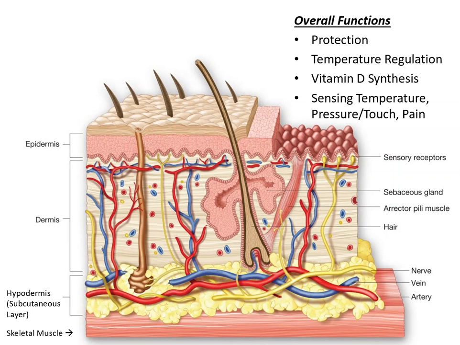A second function would be temperature regulation. So, for example, sweat glands secreting sweat, which helps you cool down through the process of evaporative cooling. Third function would be vitamin D synthesis, using UV rays, specific types of UV rays really, to help your body synthesize that necessary vitamin. And lastly, sensing different kinds of sensations, for example, temperature, pressure or touch, and also pain.